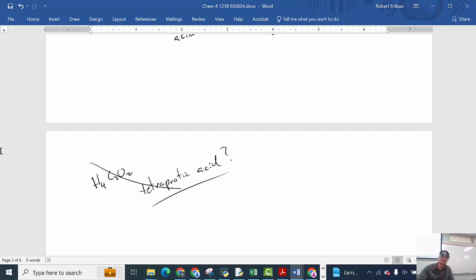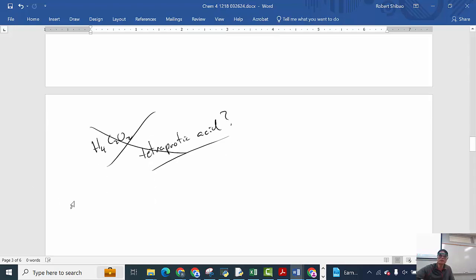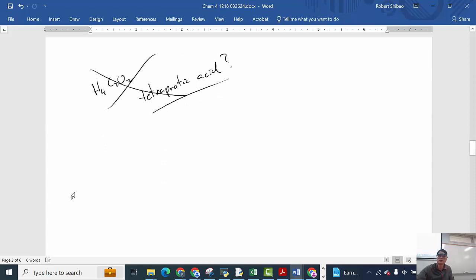It turns out no, that's not right. Acetic acid is not a tetraprotic acid. Does somebody know what acetic acid is? A triprotic acid or a monoprotic acid? It's a monoprotic acid. So this hydrogen is acidic. These are non-acidic. What makes a hydrogen acidic depends on what it's bonded to.